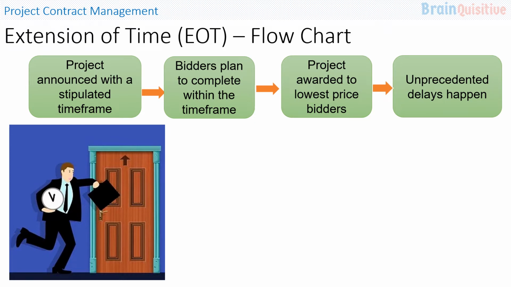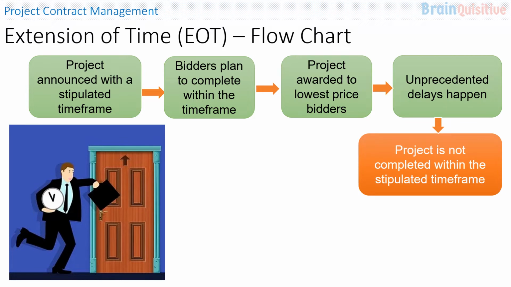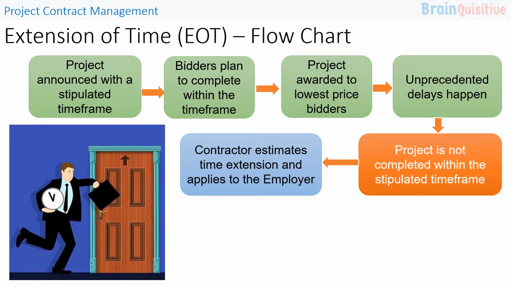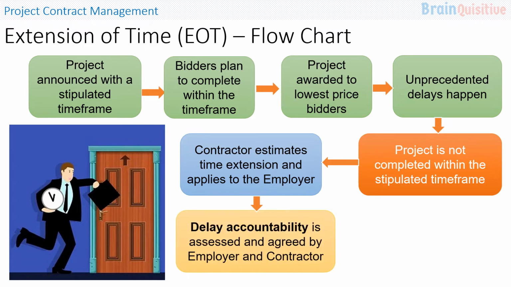During the course of the project, unprecedented delays happen, and as a result, the project is not completed within the stipulated time frame. Contractor estimates the time extension and applies to the employer for EOT. The delay accountability is assessed and agreed by both the employer and the contractor, and thus the extension of time is finalized.